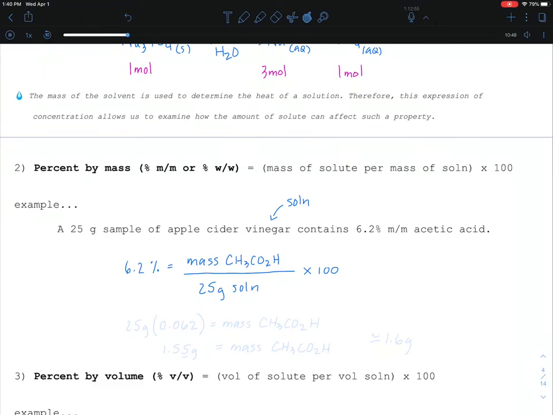So if we want to figure out what the mass of the solute is, we can divide both sides by 100 and then multiply the other side by 25, right? So I'm moving everything over to the other side and isolating just the mass of the acetic acid. So essentially, what do I have? I've got 25 grams and I'm going to multiply that by 0.062. I'm dividing both sides by 100, and then multiplying the other side by 25, just to isolate the mass of the acetic acid.